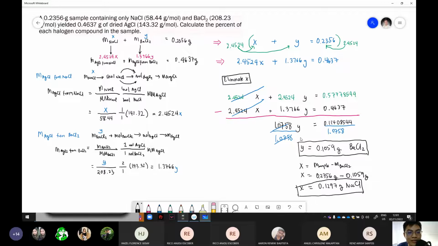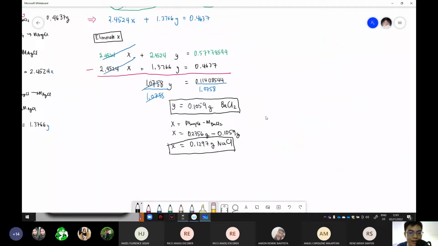Pero hindi yan yung final answer, ha? Percent yung kailangan mo kunin, eh. Anong gagawin mo kapag percent? Divide mo lang yan by the mass of the sample. Okay? So, yung mass ng barium chloride, divide mo sa mass ng sample. Okay? So that you can get the percentage. Okay? So, kunin ko na lang yung percent na. Mabilisan lang.